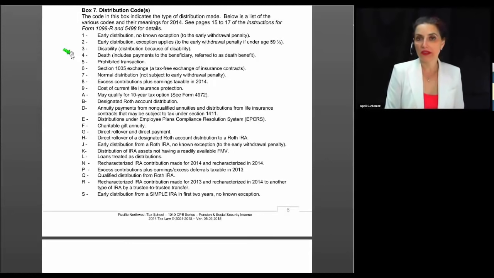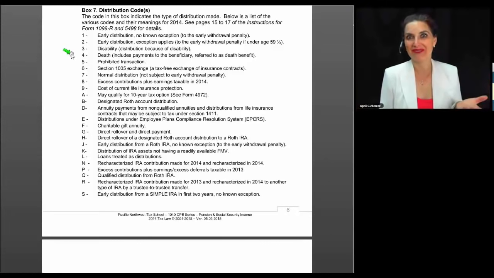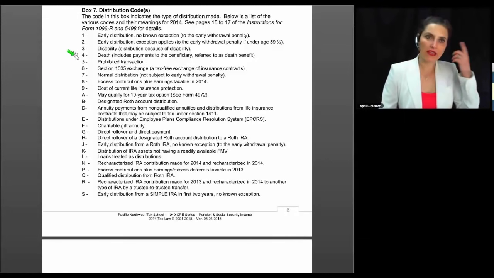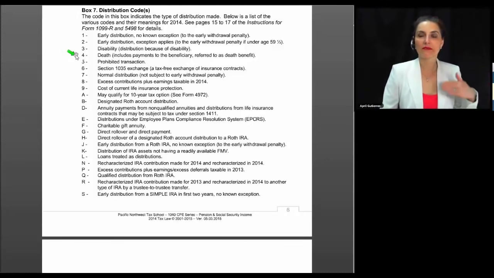You will see a code 4 in there, or perhaps there isn't a code 4, maybe there's a code 1, and it should be a code 4, and you're going to claim an exception to the early distribution penalty because actually you have inherited this retirement account and you are required to take distributions from it, and they are not subject to the penalty. Interestingly, both code 3 and code 4 appear on the 1099-R, but they're also the equivalent of the exception codes when we fill out 5329. If you can think of an exception to the early withdrawal penalty for taking money from an IRA account early, on both 5329 and on the 1099-R Box 7, codes 3 and 4 have the same meaning, disability and death benefit.